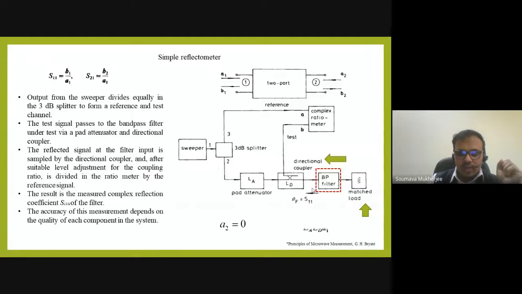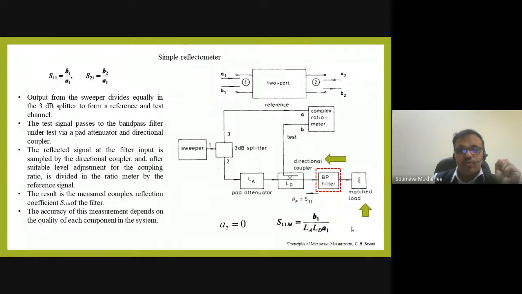So this is what I was explaining. That is what is explained here, that matched load is connected, so A2 is 0. So S11 measured will be B1 by A1, since we have used the attenuator, so LA will be multiplied. LD is the insertion loss of the directional coupler, multiplied by A1, which is coming into path 2. Same is going in path 3, because this is an equal splitting power divider. So whatever power is going here, the same power is going here. So they are equal in nature. That's the conventional block diagram.